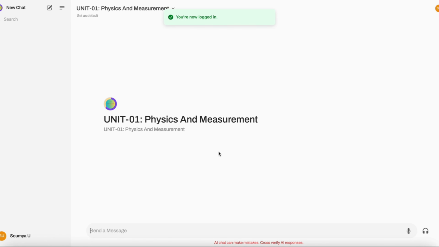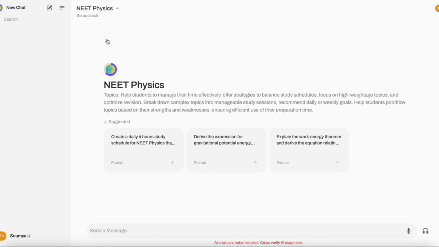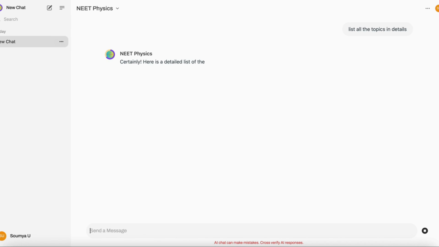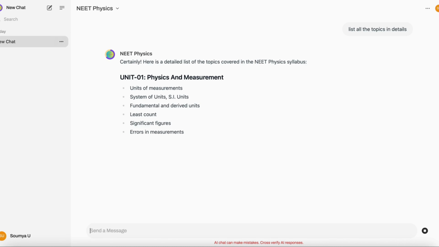If you want to ask any general questions related to the NEET Physics exam, select NEET Physics from the chapters list above. Question: list all the topics in details. Answer: certainly. Here is a detailed list of the topics covered in the NEET Physics syllabus.